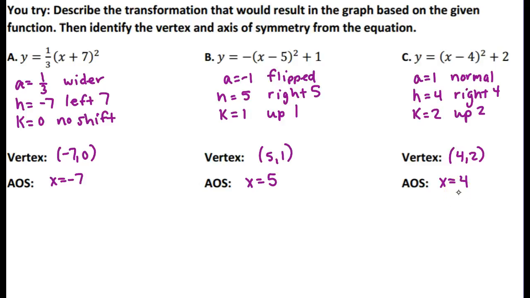This concludes the lesson on graphing quadratics in vertex form.